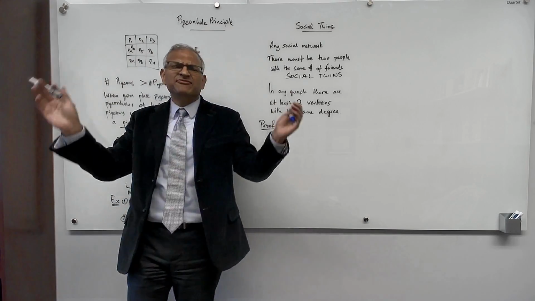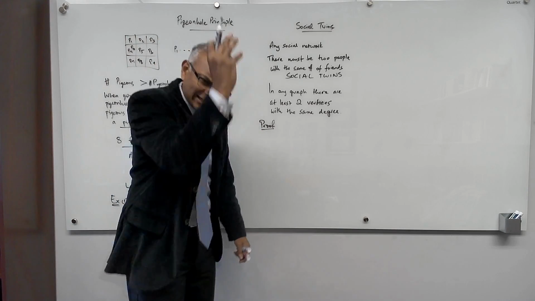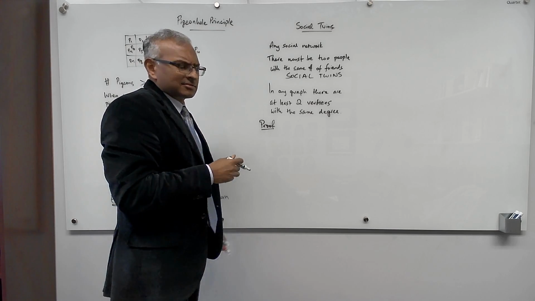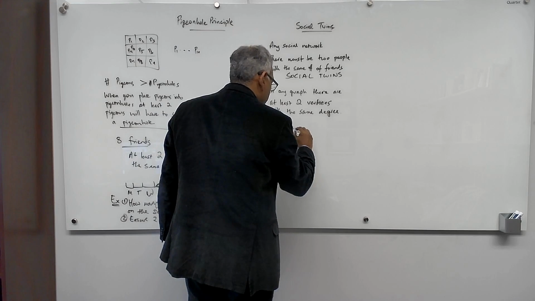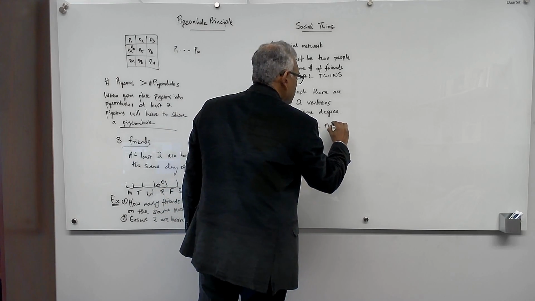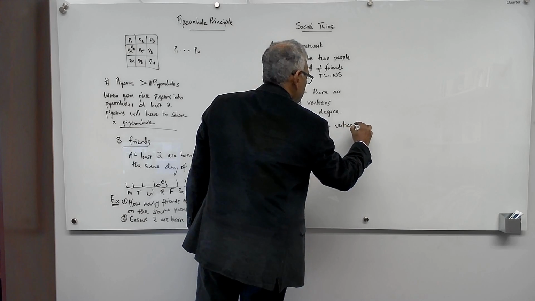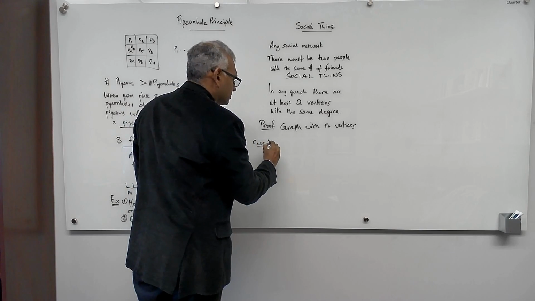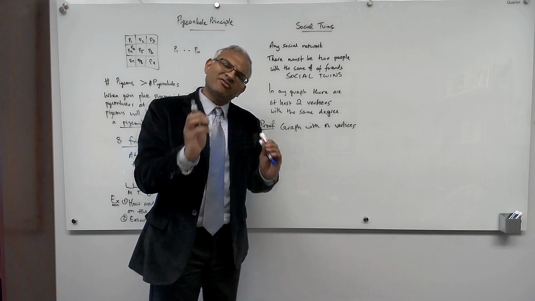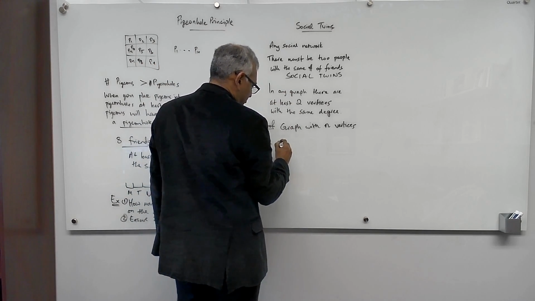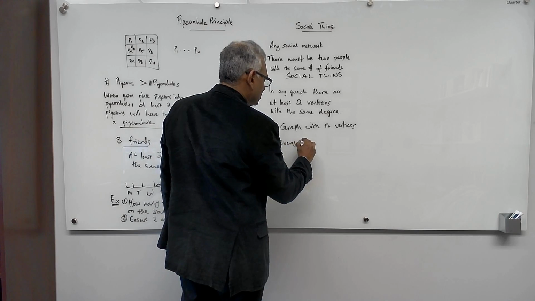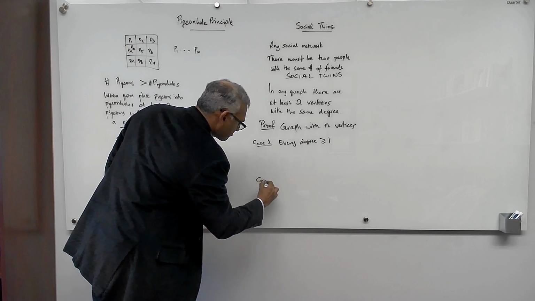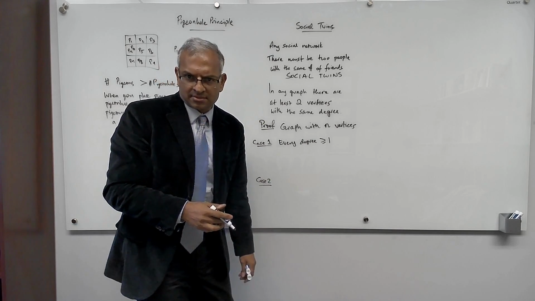Wow. And on Facebook, there are two people with exactly the same number of friends. Okay, so let's consider a graph with n vertices. And there are two cases. Case one: nobody has degree 0, so everybody has at least one friend, so every degree is at least 1. And case two: somebody has degree 0.